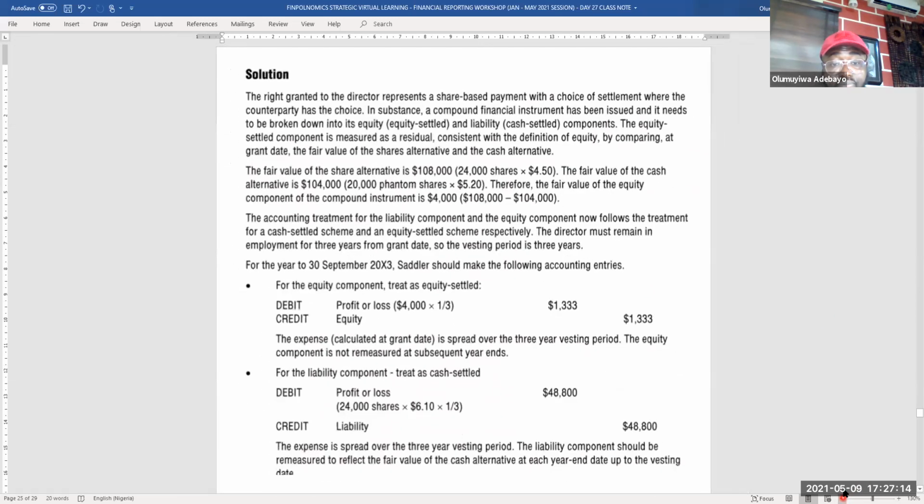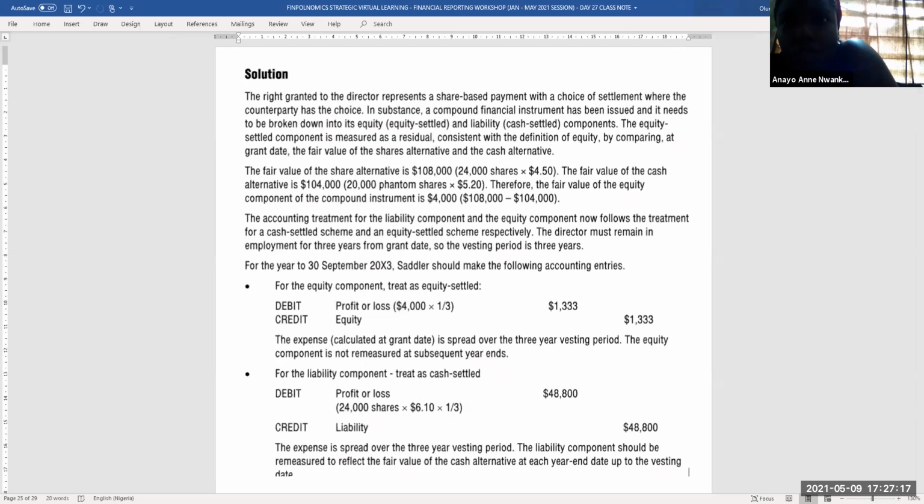Solution. The right granted to the director represents a share-based payment with a choice of settlement where the counterparty has the choice. In substance, a compound financial instrument has been issued and it needs to be broken down into its equity component, which is equity settled, and its liability component, which is cash settled. The equity settled component is measured as a residual, consistent with the definition of equity, by comparing at grant date the fair value of the share alternative and the cash alternative.